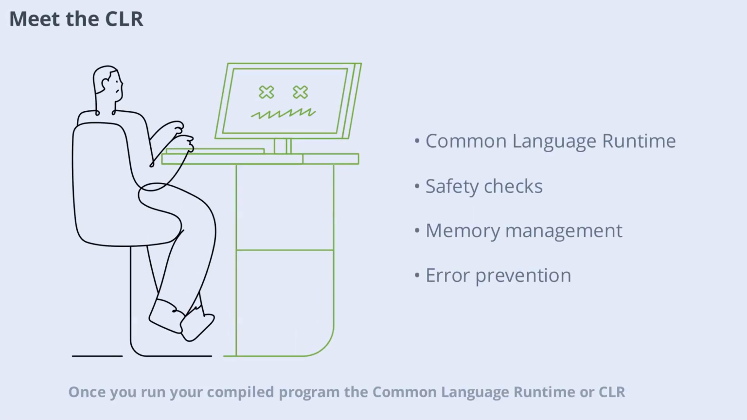Once you run your compiled program, the Common Language Runtime, or CLR, takes over. The CLR is the brain of your application during execution. It loads your IL, checks for safety and validity, ensuring type safety and memory safety, and prepares everything for execution. This validation step is crucial, preventing many runtime errors that unmanaged languages often face. Thanks to the CLR, developers rarely need to manually manage memory, making development smoother and safer.